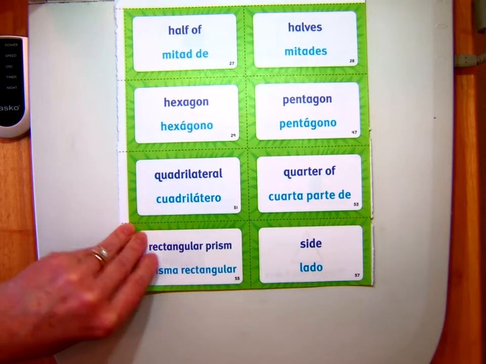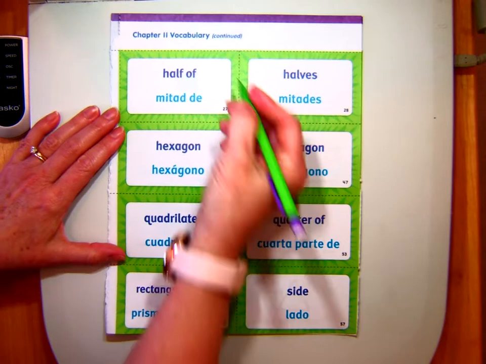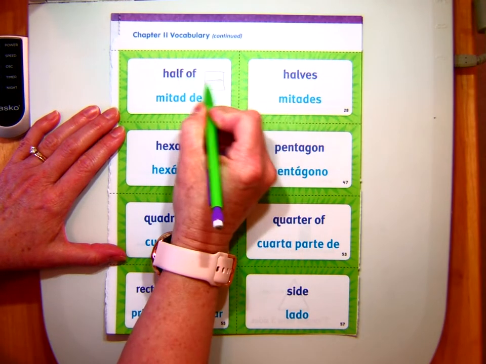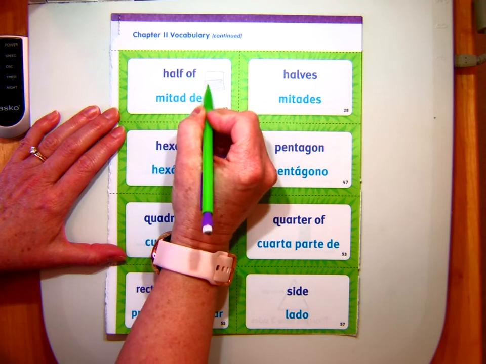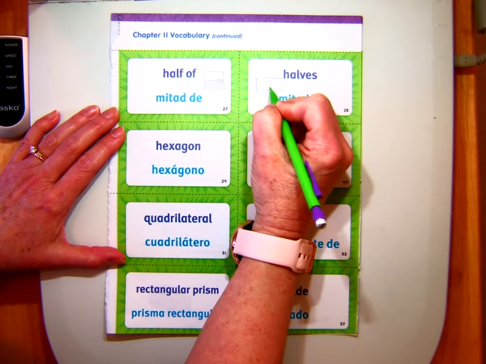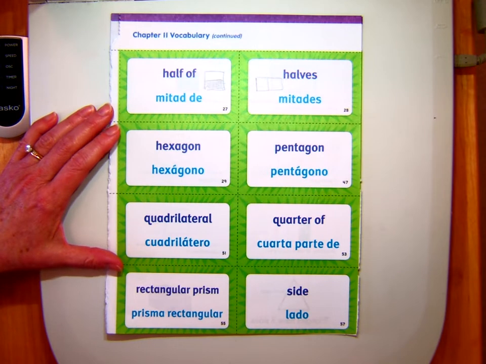Now, look, we have a whole other sheet of them. A lot of this stuff you know already. So this is a half of something. If I have something and I break it in half, that's half of it. And then if you have halves, you can do it a different way, and those are 2 halves that make up one whole.